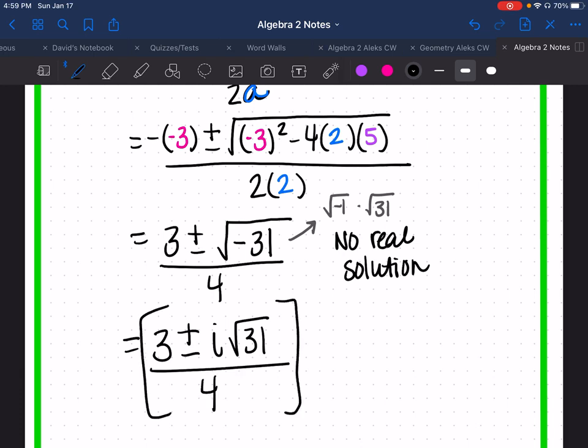You're not going to be able to put this into any kind of decimal. All you're going to be able to do is take this and split it. You would write your fraction once with 3 plus i square root of 31 over 4, and then you'd write it, comma, a second time, 3 minus i square root of 31 over 4.